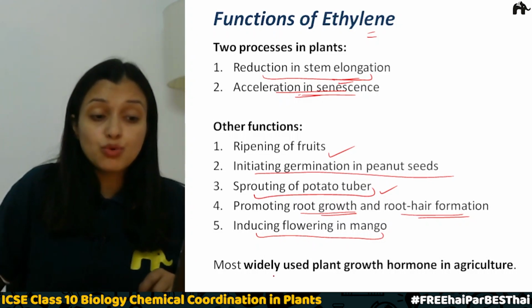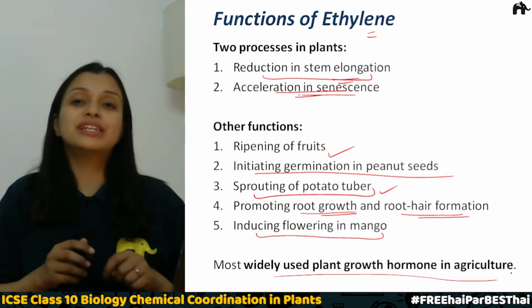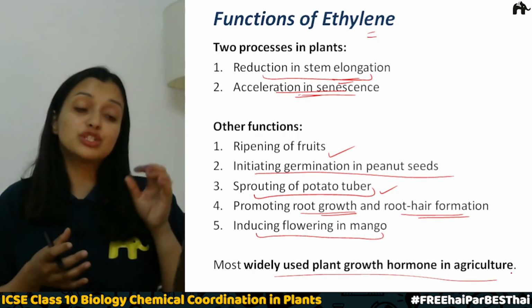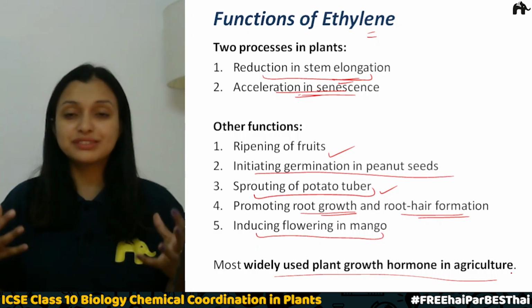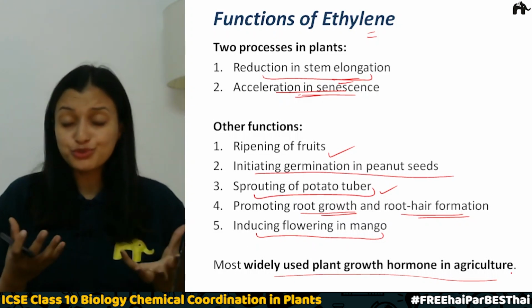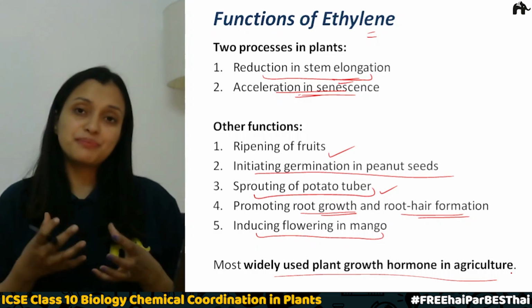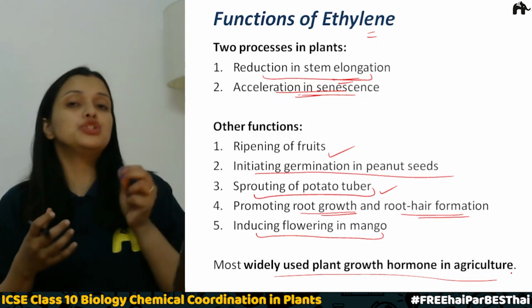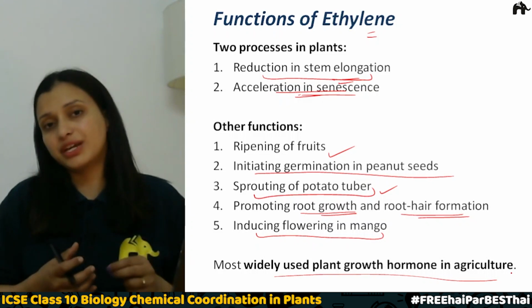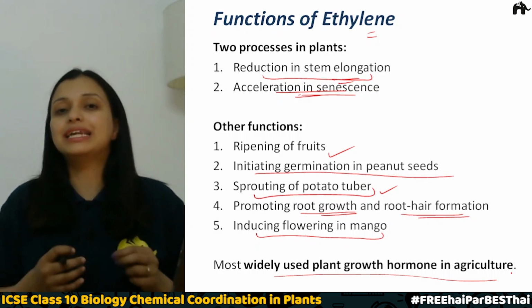Now, it is the most widely used plant hormone in agriculture. In agriculture, this is the most widely used. We need to ripen our fruits, right? For that purpose we need ethylene, and this is the most widely used hormone in agriculture. So I hope ethylene is clear.